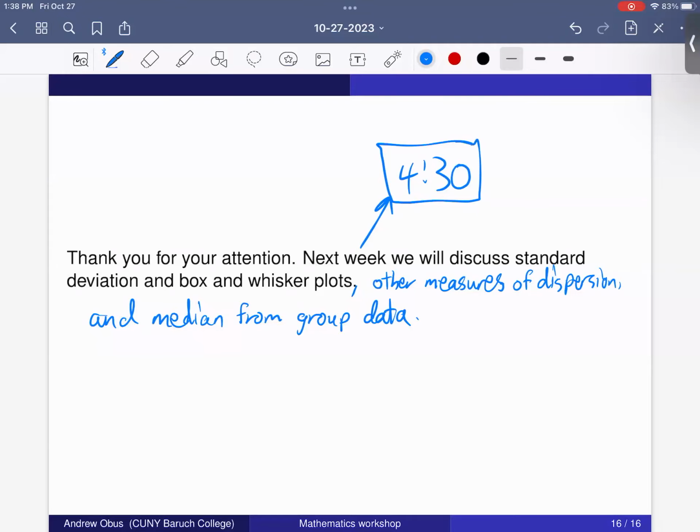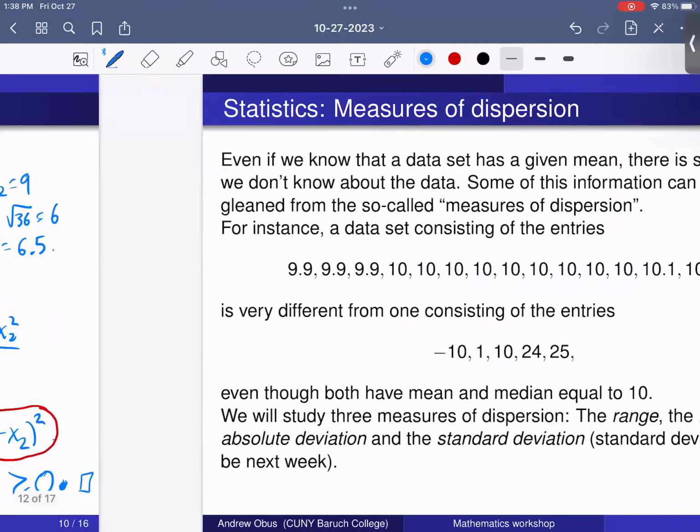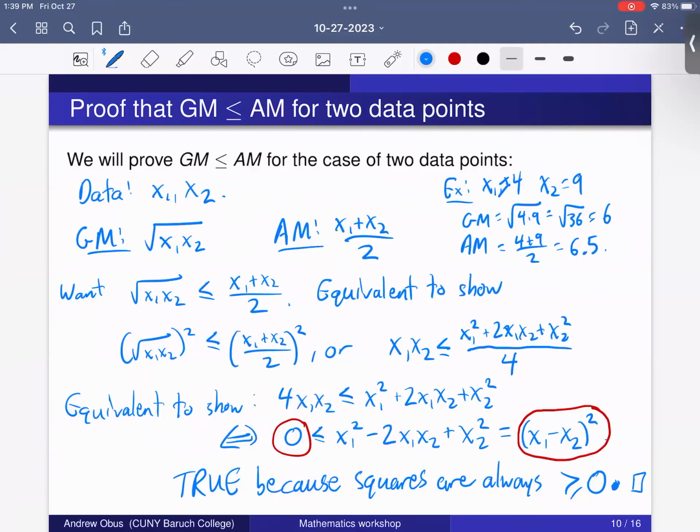Okay, great. So any questions, not about this stuff, but about the proofs or any of the other kinds of calculations we did today with averages and different kinds of averages?